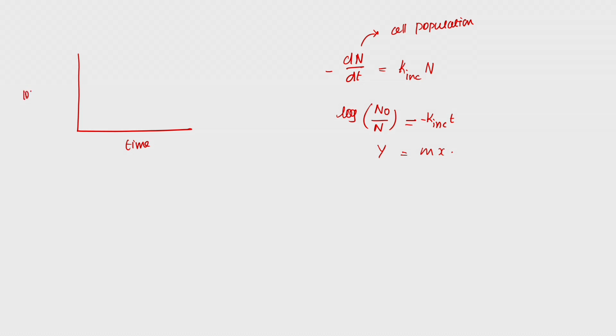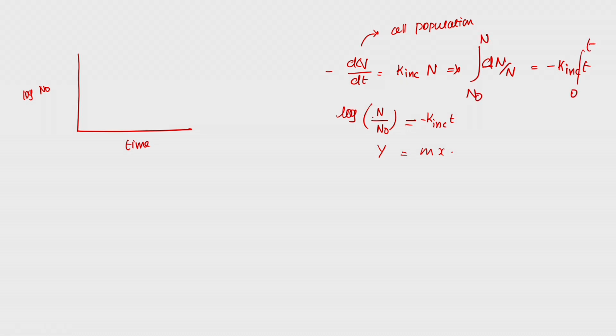So this is log N naught upon, no sorry, this is nothing but N upon N naught. So when you are doing it, things remain the same: dN upon dt is nothing but k_inc into N. So this becomes dN upon N, which is equal to minus k_inc dt. So if I am going from N naught to N, this happens from 0 to t. So log of N upon N naught is minus k_inc t, right.